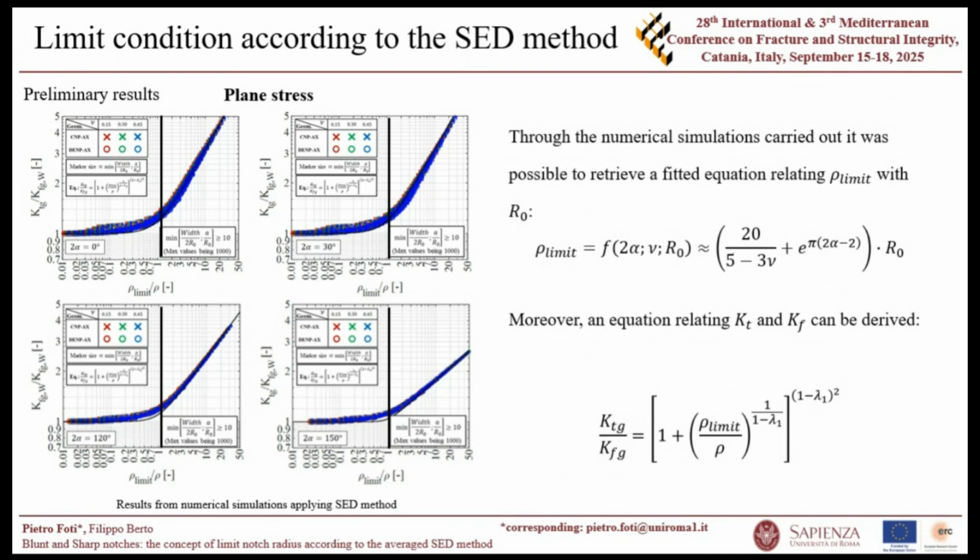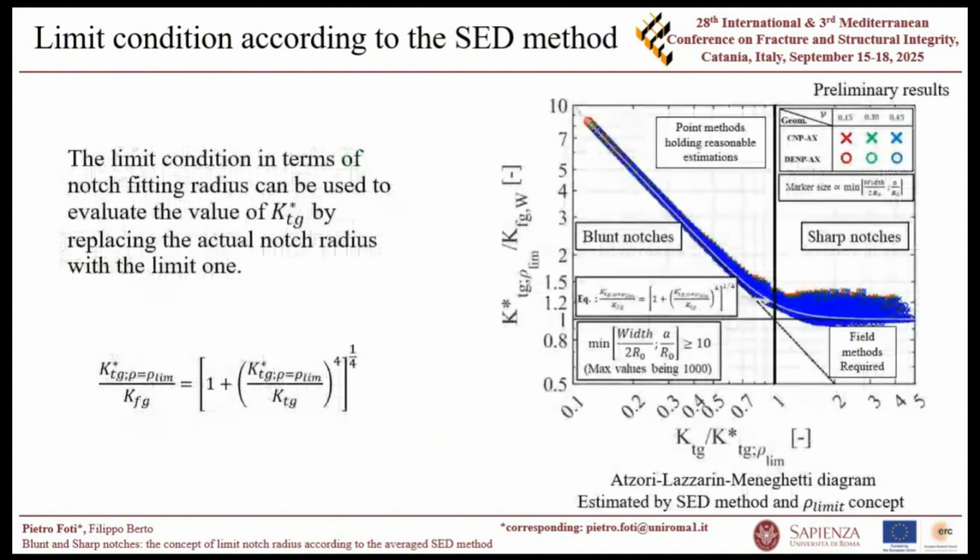characteristic value of the characteristic length R0. As you can see here, it is also possible to define some equation to foresee the value of the fatigue strength reduction factor, starting from the stress concentration factor and the ratio between the limit condition and the actual notch radius. Finally, we can also plot these results through another, the last diagram that I've showed you before.